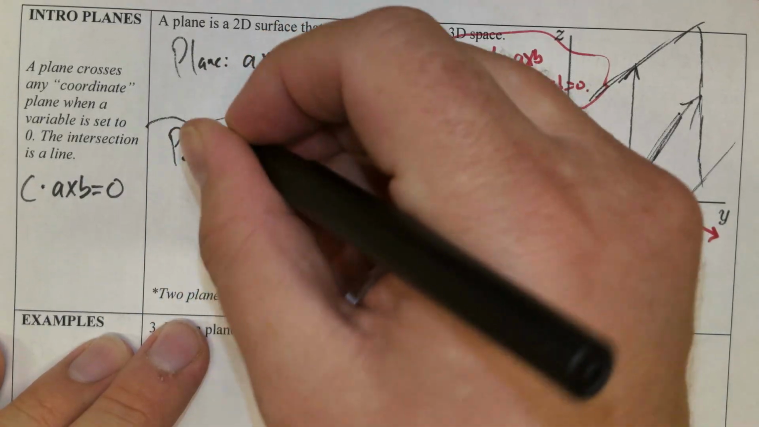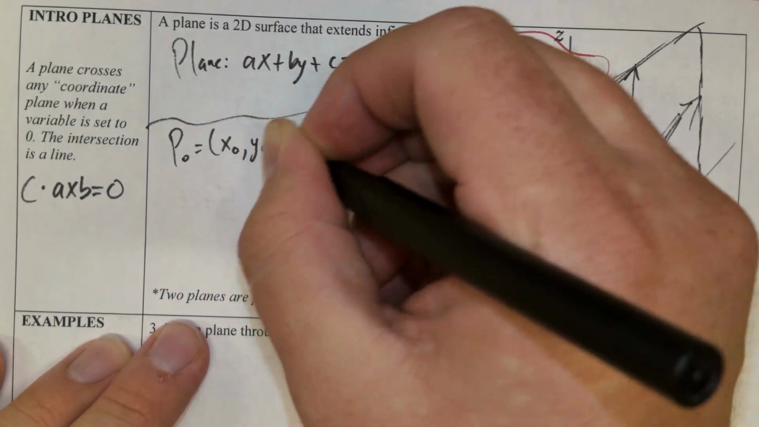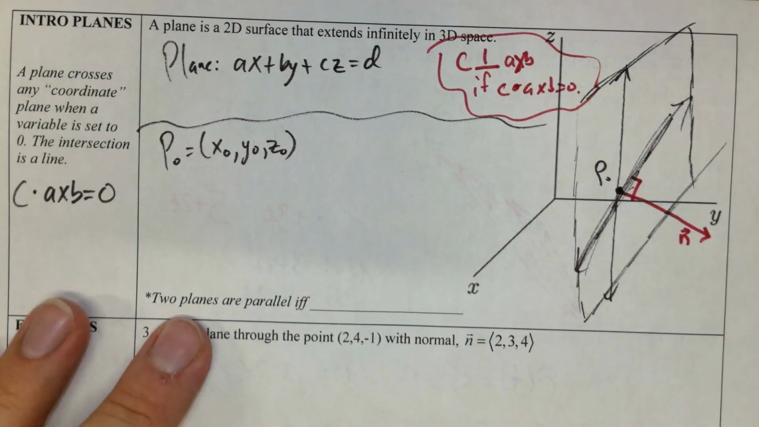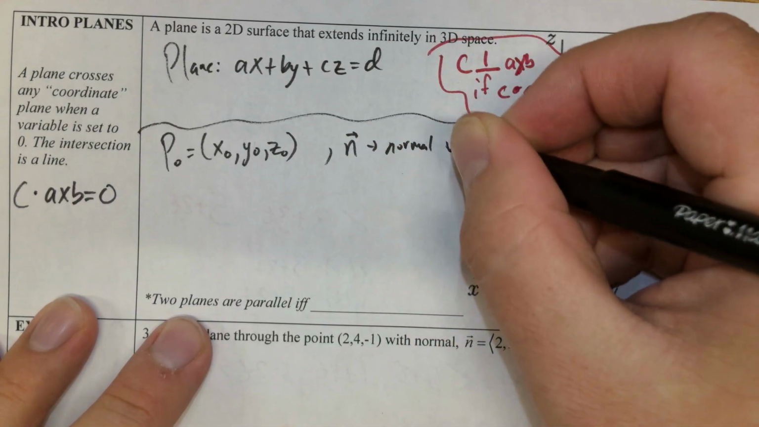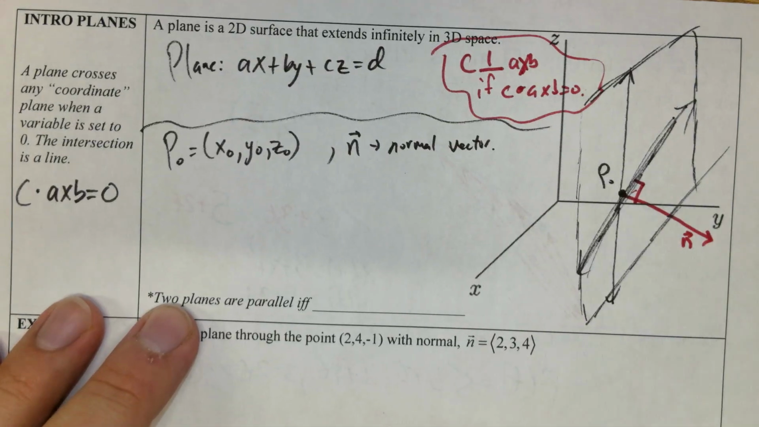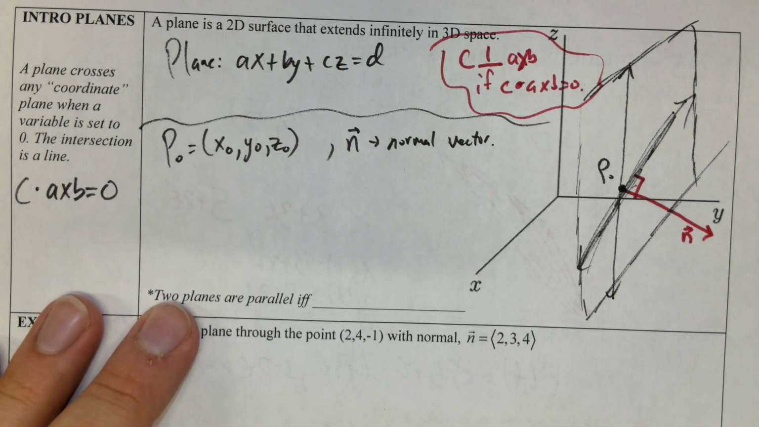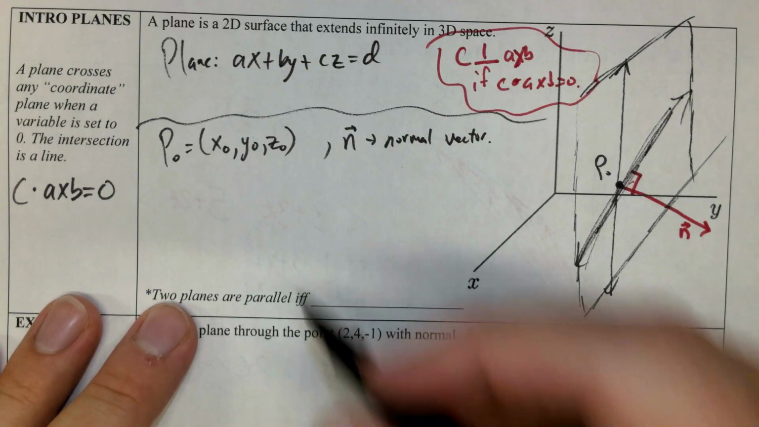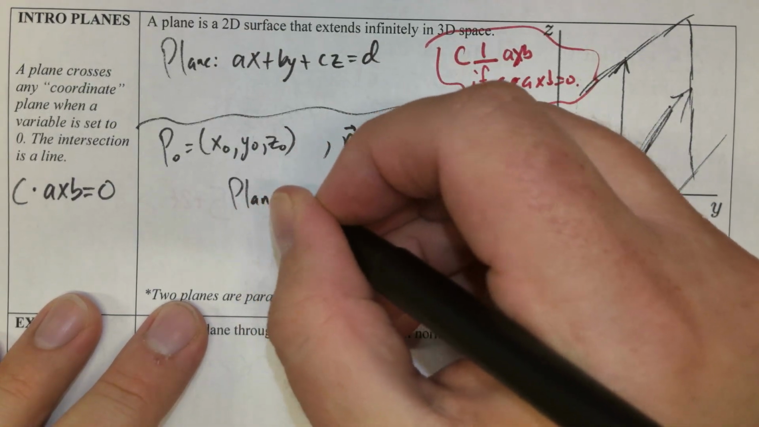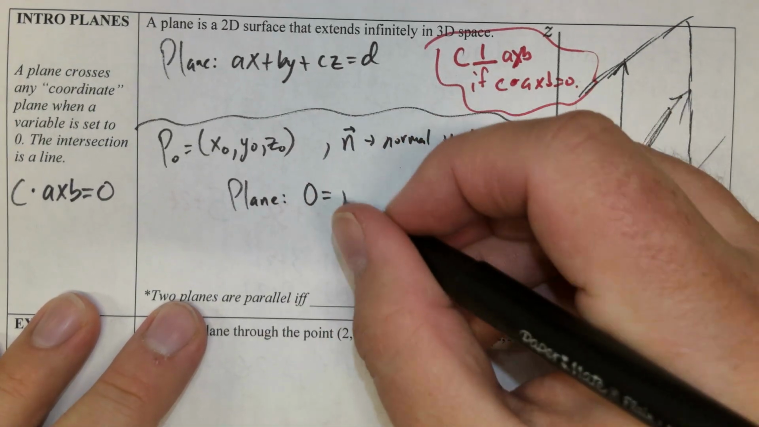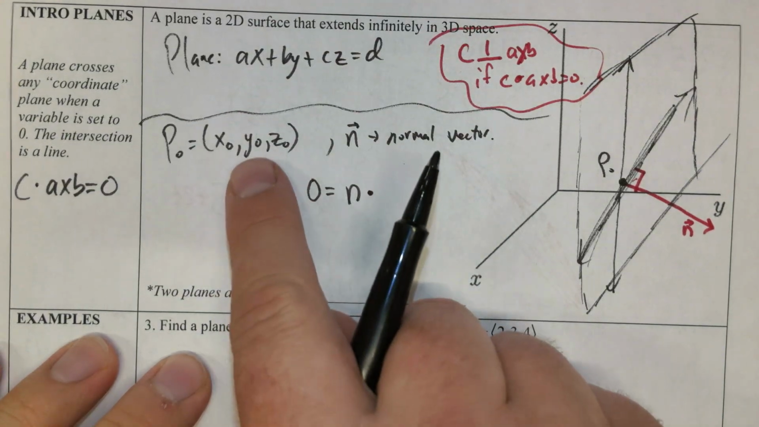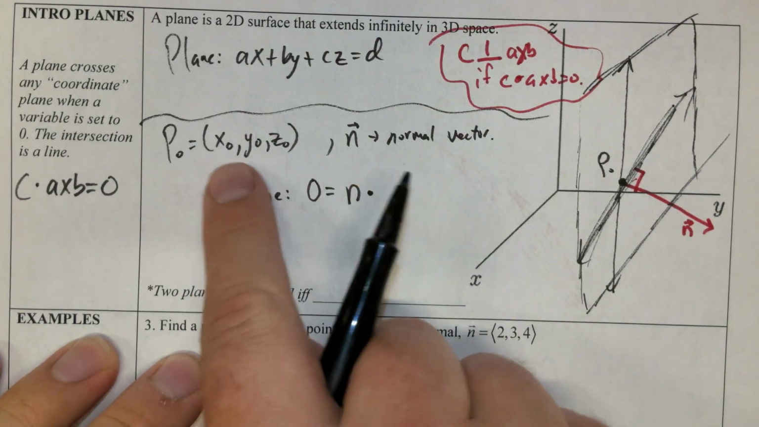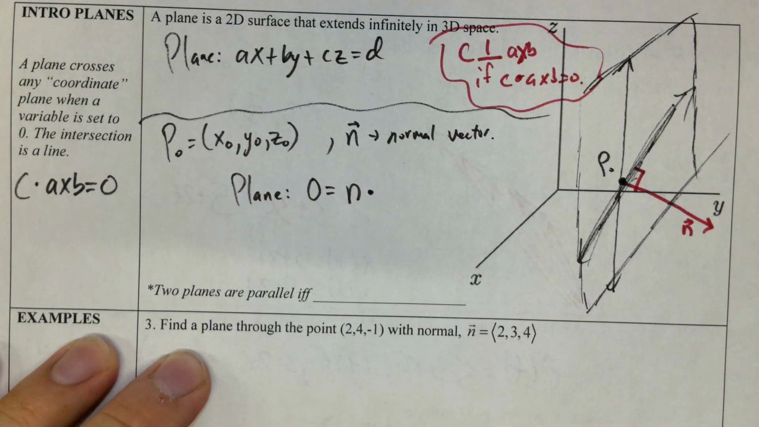I'm just going to say my point is some generic x naught, y naught, z naught. My n is my normal vector. It's perpendicular to the surface. Well, that means to make that plane, 0 is equal to n dot. Well, wait a second. This needs to be a vector. If I'm going to dot these things together, this needs to be a vector.